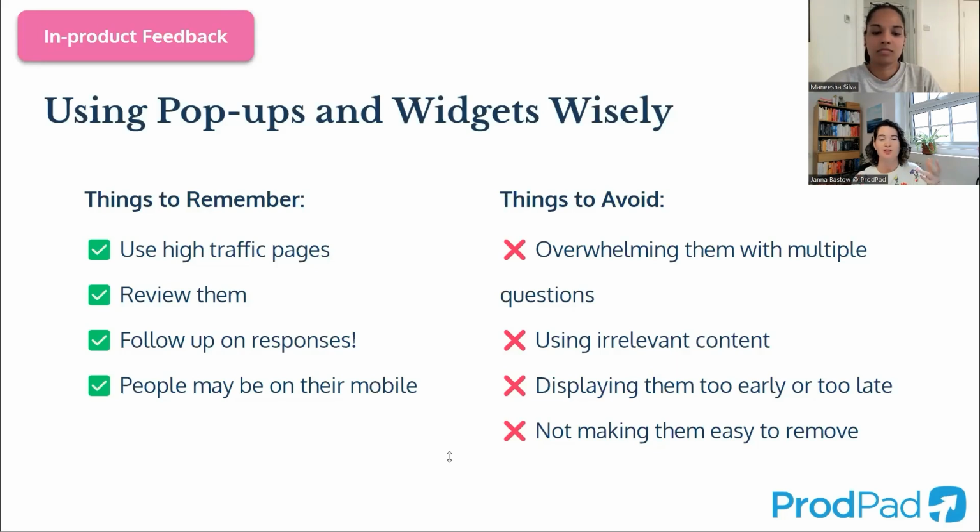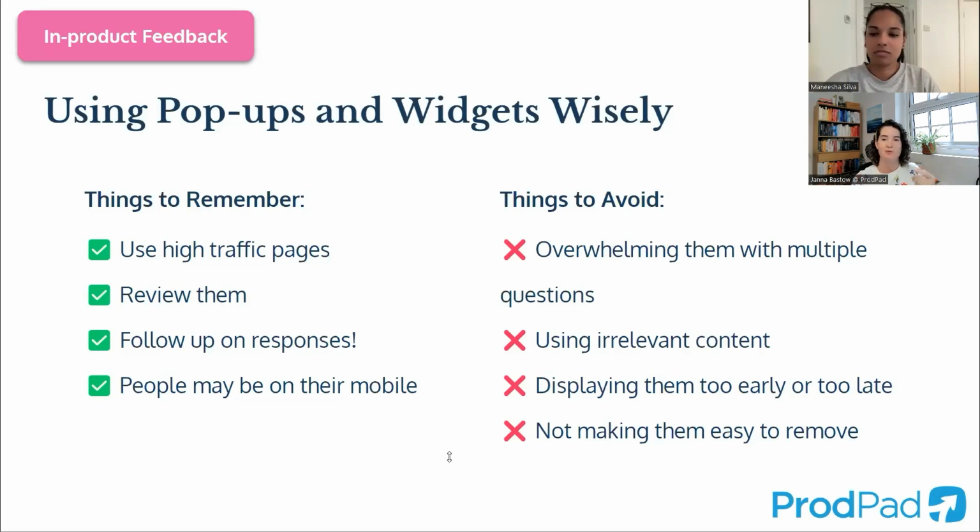So here's some things that you should be doing. Display them in high traffic areas. We want them to be seen and triggered easily so that you can get more feedback. And review them. Content can get old and people can get asked too many times. There might be a case of content blindness.